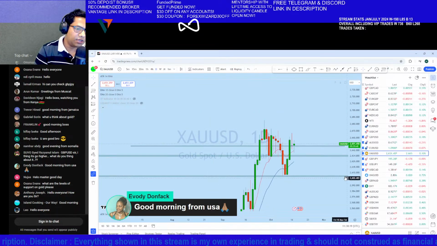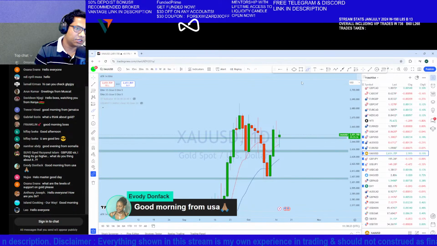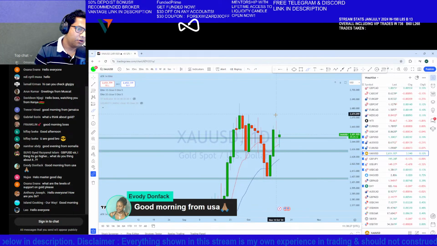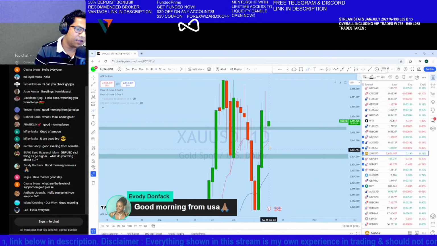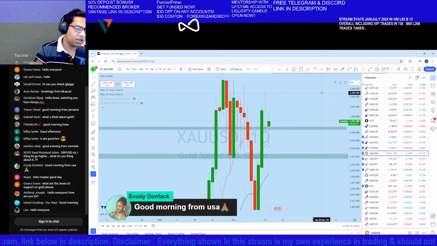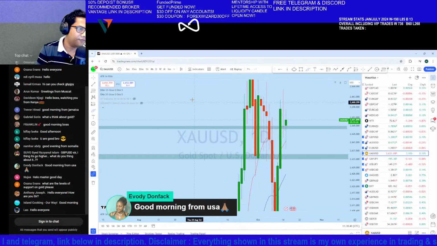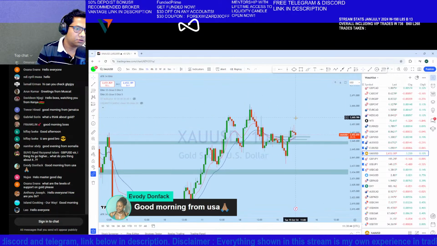Okay, so here what we can see is, after this significant bounce, which is a pretty strong bounce, the market has dropped for a deeper pullback, and it is now bouncing back up. I'm waiting for the market to drop to the support.